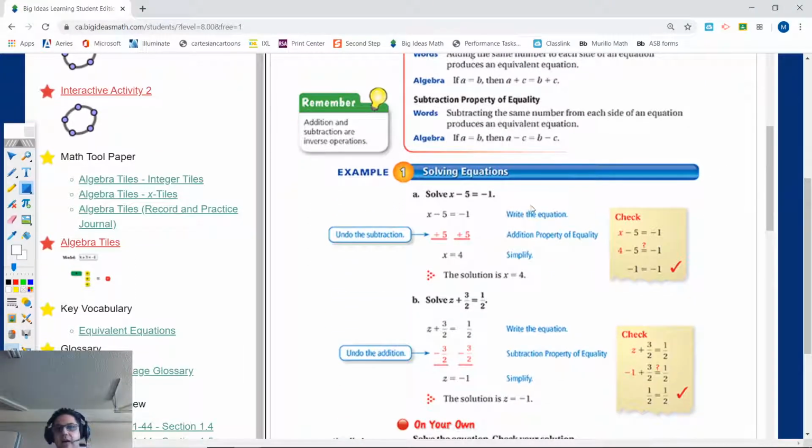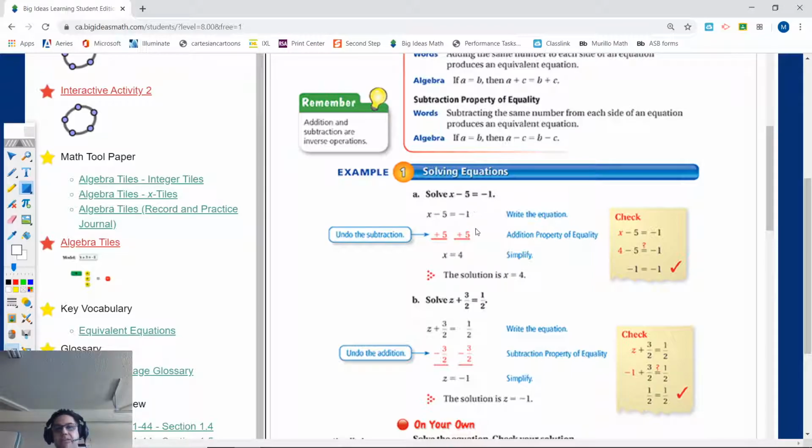So right here, we look at our original problem. It says x subtract 5. So again, remember, we want to do the inverse operation, which means if it says subtract 5, we're going to go ahead and add 5. Now remember, it's not the opposite. It's trying to undo the subtraction by using addition.